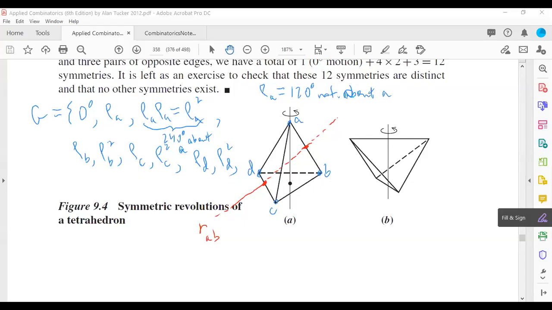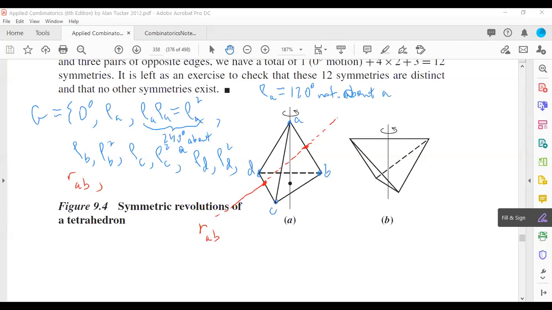Okay, so we have rotation about A by 120 degrees, rotation about A composed with itself for 240 degrees, rotation about B, the square of the rotation about B, about C and that done twice, about D and that done twice. I have rotation by 180 degrees with an axis that pierces through AB and goes to the opposite edge. Okay, so I have R of AB. But what other ones would I have?